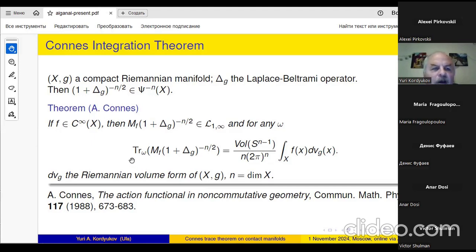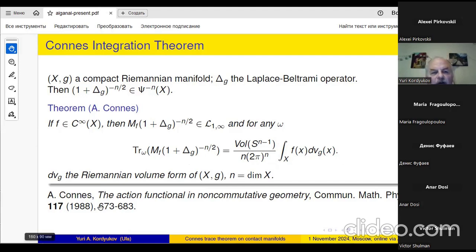You see, here we have only operators in functional analysis, and on the right-hand side we have the integral of the function with respect to the Riemannian volume form. This is a way in which we can compute this integral starting only from an operator in a Hilbert space.